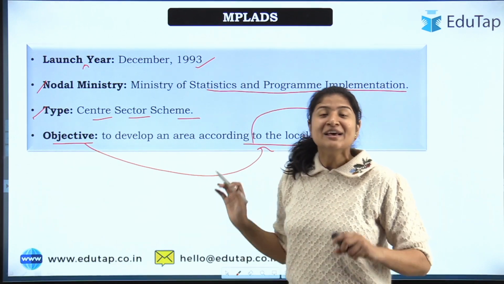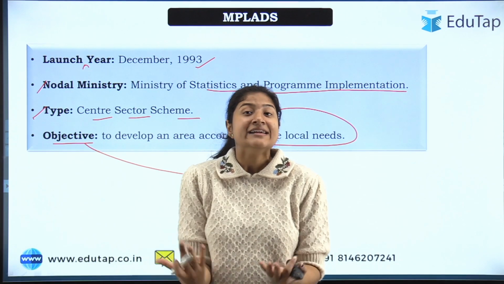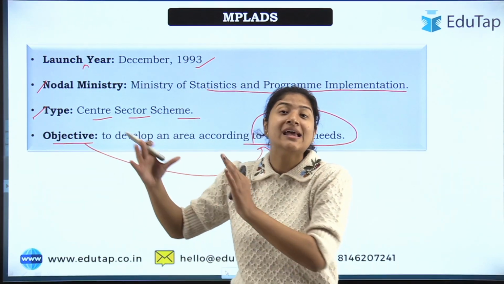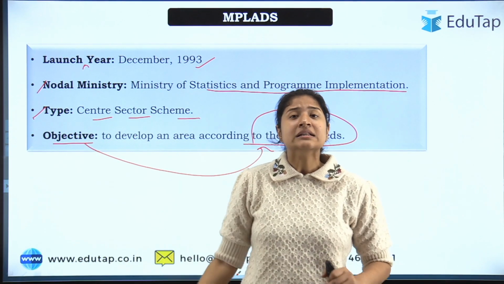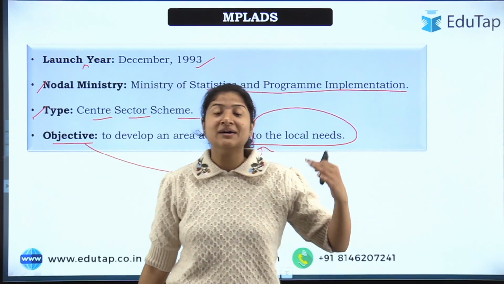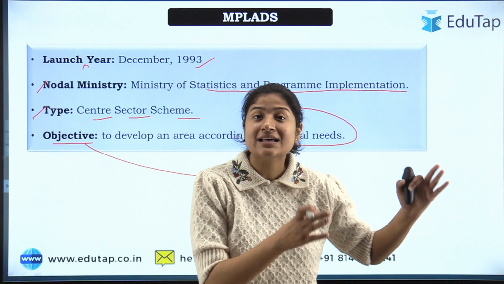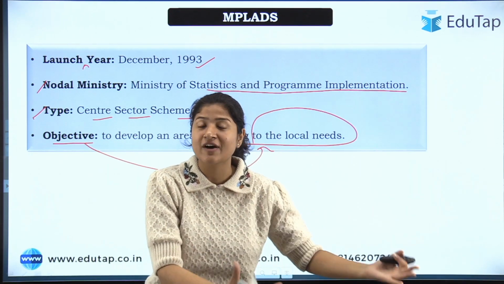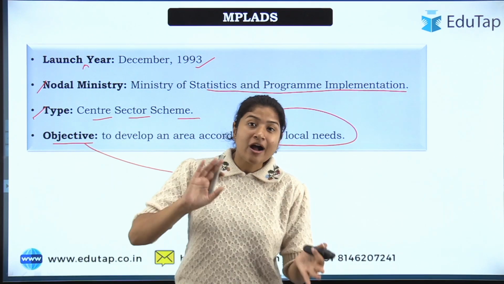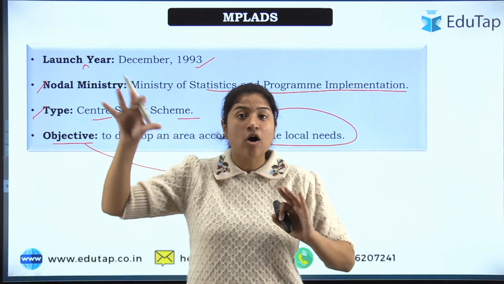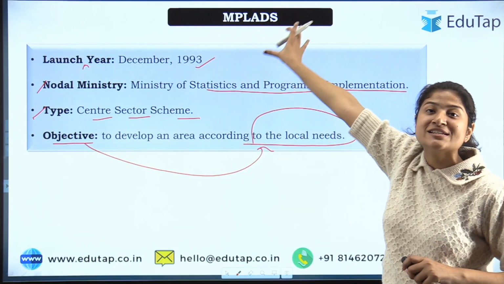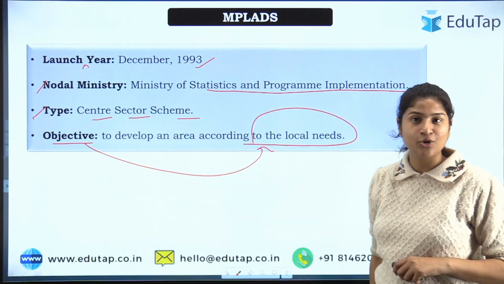So this scheme was launched with an objective to develop an area according to the local needs. So what does it mean? See, basically the needs of an area change accordingly, right? For example, in some areas, the need of the hour could be the establishment of internet towers or Wi-Fi, right? While in some other areas, the basic needs are still about sanitation facilities or about schools and hospitals, right? So to tackle the challenges according to that particular area, this scheme was launched for wholesome development. I hope this is clear to you all.